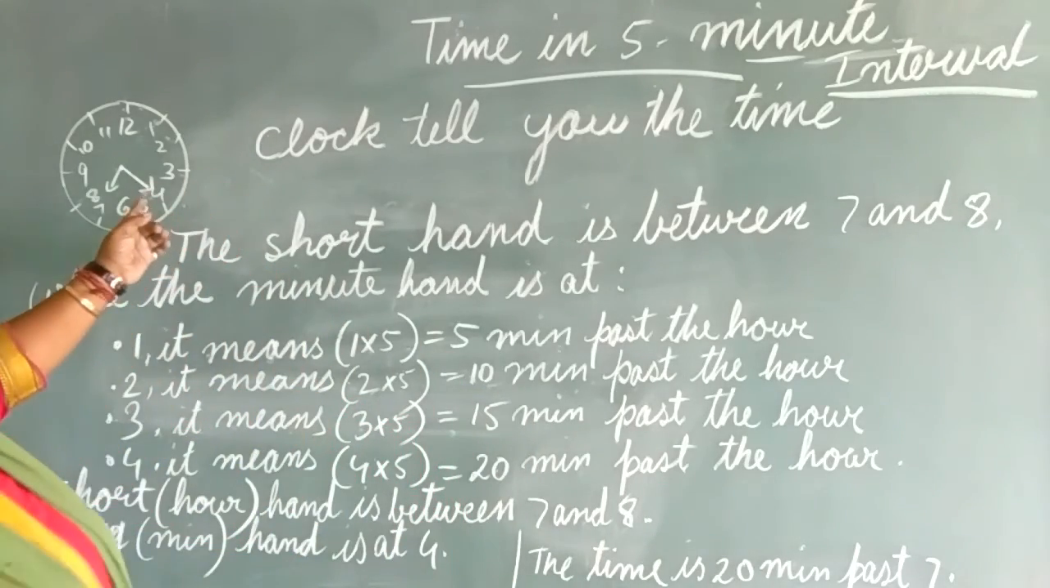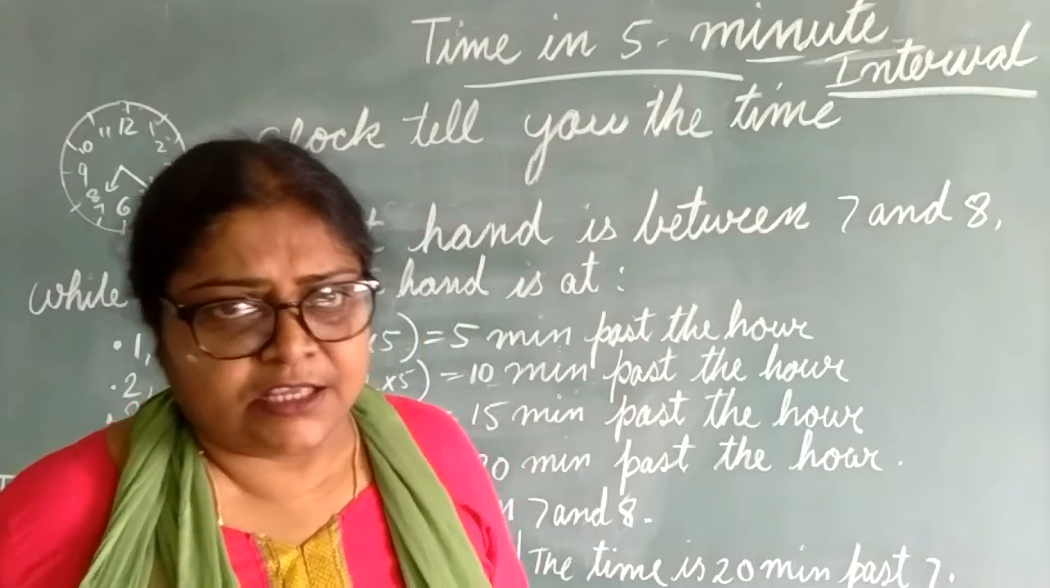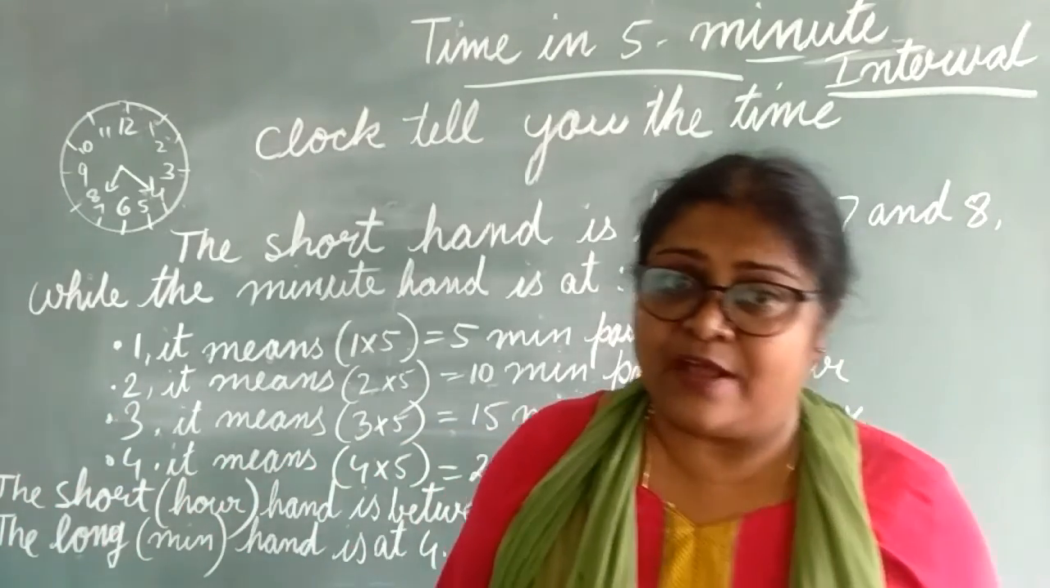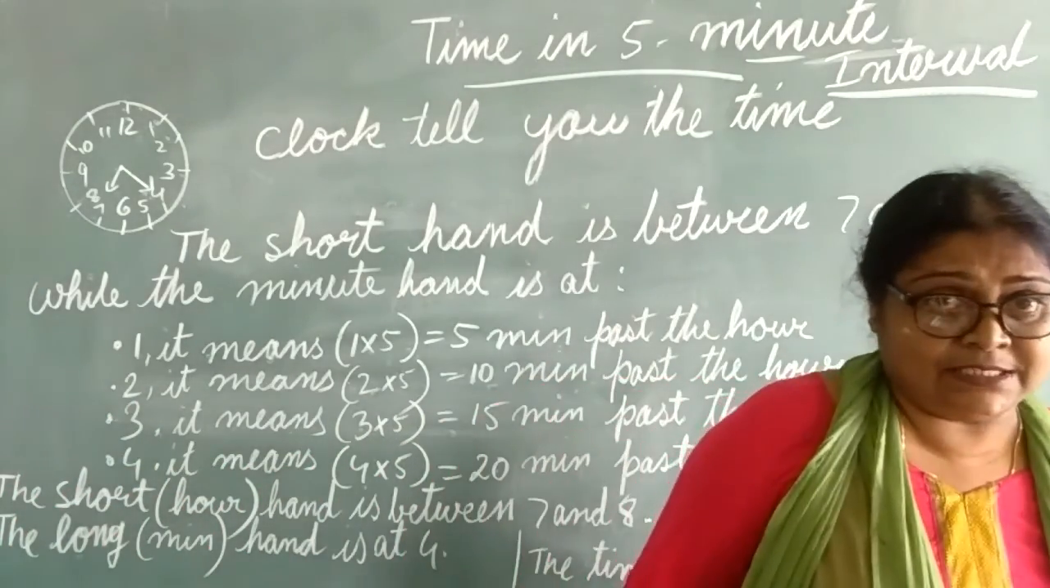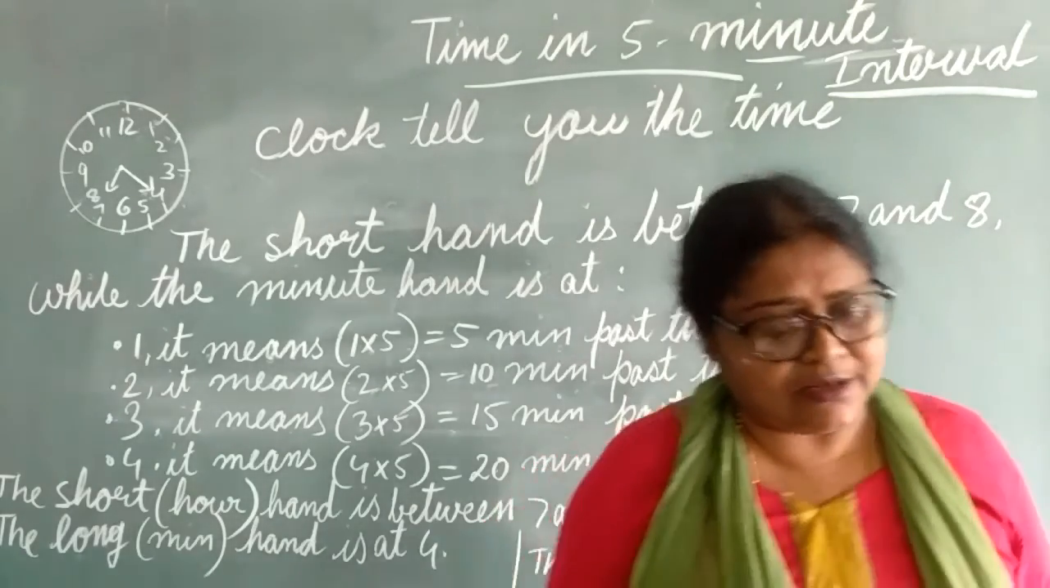What have you learned from this clock? That the time is 20 minutes past 7. So what have you learned today? You have learned how to see the time. Yes, how to see the time. So is it clear to you all?